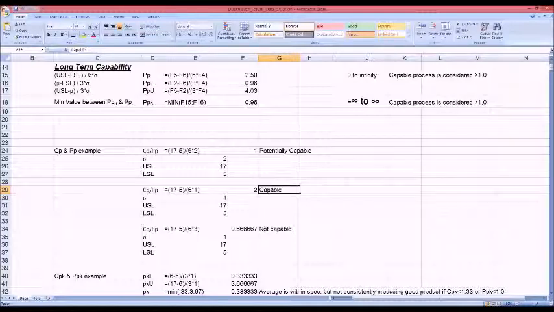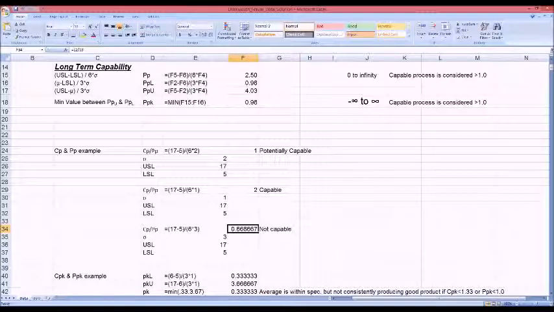All right? The next example, I'm going to change the standard deviation to 3. So it'll be 17 minus 5, which is your 12, divided by 6 times your 3 standard deviations, 18. 12 divided by 18 is 0.666. That is not capable because it's less than the 1.33 or 1, depending on if you're talking about PP or CP. Okay? So that is not capable.